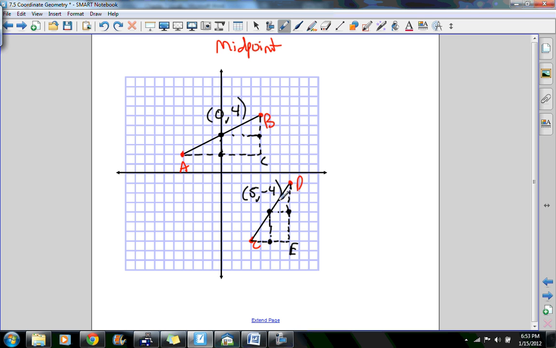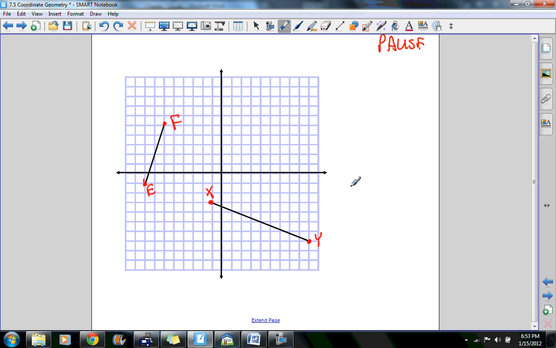So remember, when you're finding the midpoint of a segment, create the triangle, find the midpoints of each segment, and then just connect them. Okay? So let's have you try these on your own, and then I will come around and help in just a bit. All right.